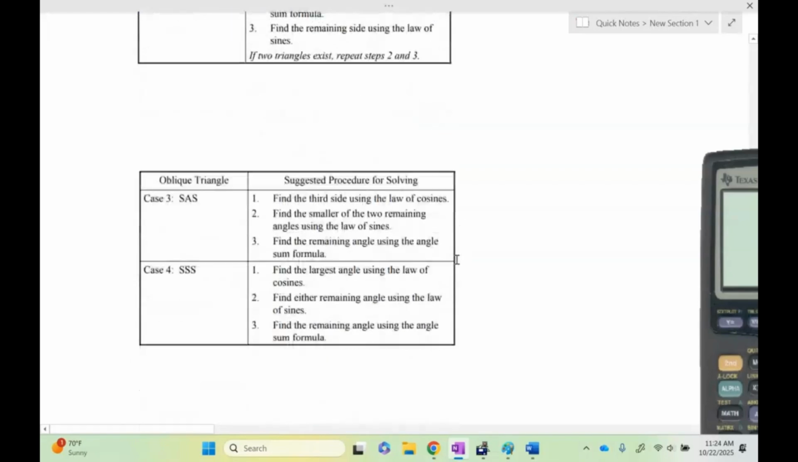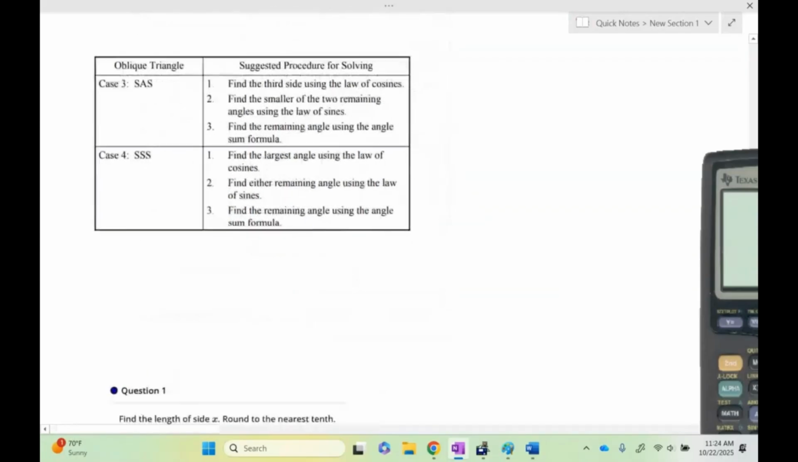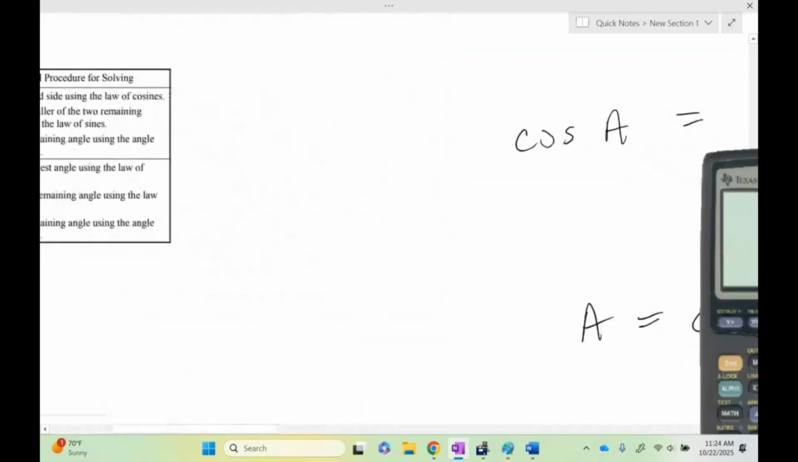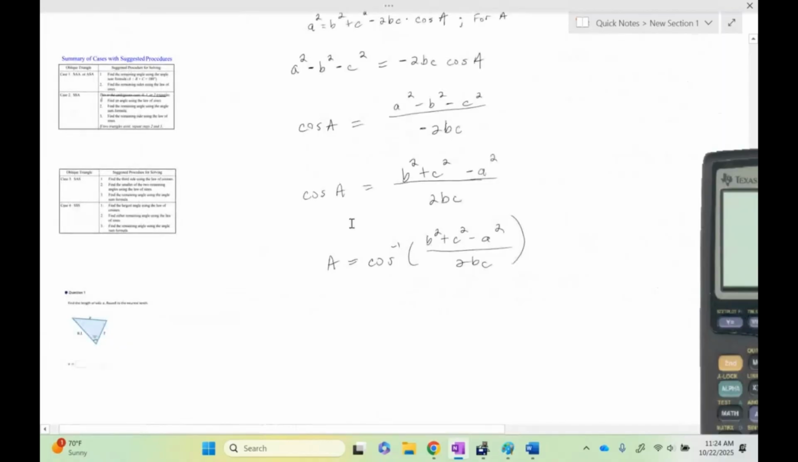For the law of cosines, these are the third and fourth cases. If you have a side angle side, this law of cosines is set up for side angle side and side side side measurements. It says that the first thing you must do is find the third side using the law of cosines, if you have a side angle side set of measurements.